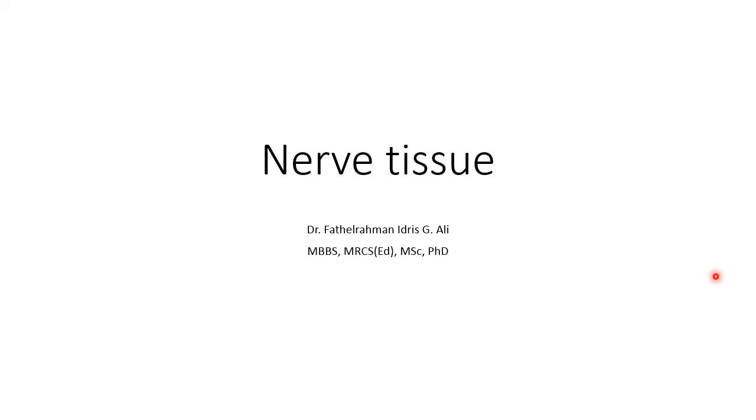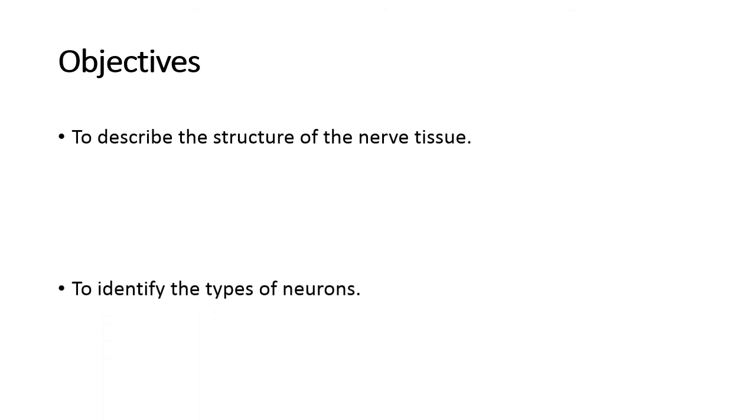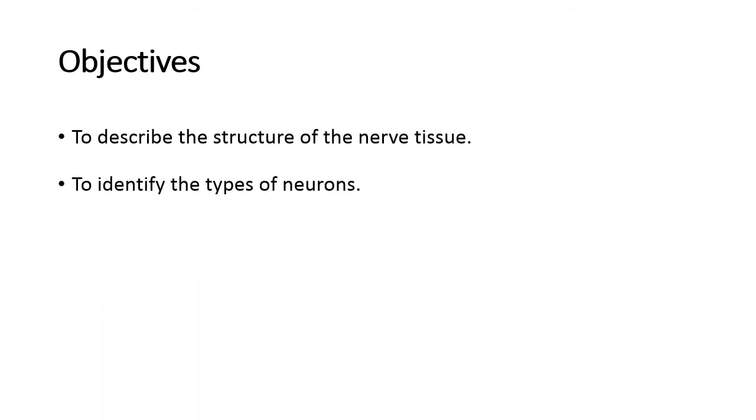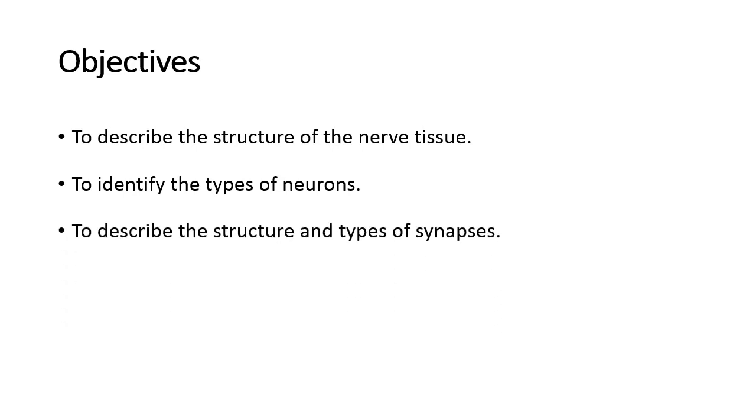Assalamu alaikum. Today our lecture will be about nerve tissue, the last lecture in this semester. The objectives are to describe the structure of the nerve tissue, to identify the types of neurons, to describe the structure and types of synapses, and to identify the types of glial cells.